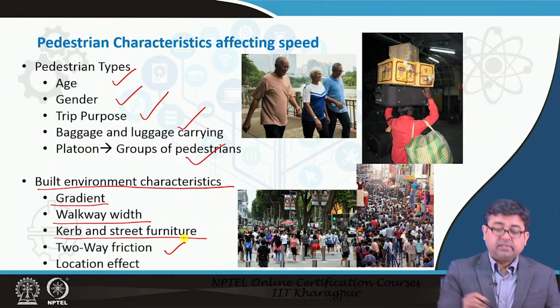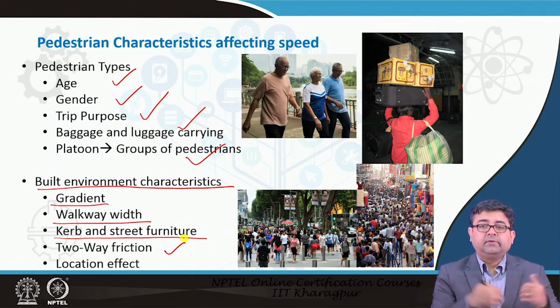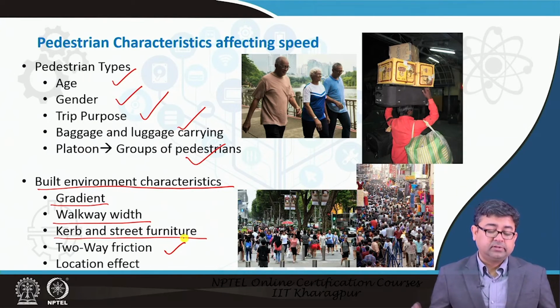Now, two-way friction is the other thing. If there is a sidewalk on only one side of the road and no footpath on the other side of the road, then all the people usually tend to walk on the side of the road that has a footpath, and so you have two-way pedestrian traffic, two-way pedestrian footfall on one footpath. So, that again causes a lot of friction between pedestrians walking in both directions, and that friction reduces the speed.